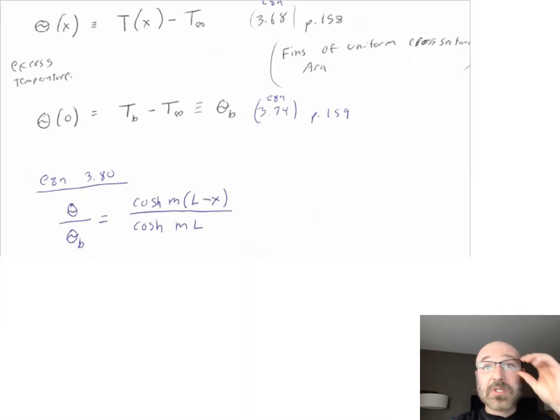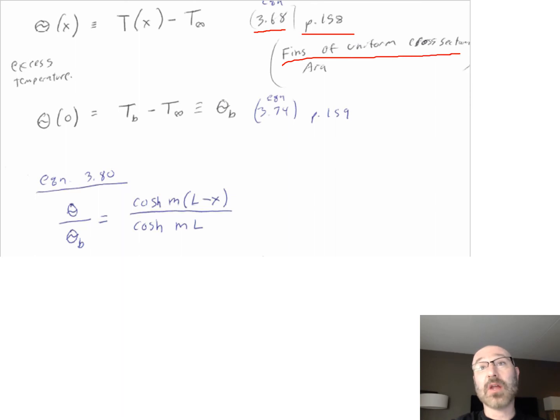So now we're going to express a couple of the governing equations we'll utilize in the solution to this problem. The first equation we're going to look at is equation 3.68 from page 158 in our textbook, and this is for fins of uniform cross-sectional area. So we have that theta of x is equal to T of x minus T infinity, where T of x is the temperature at some distance x from where x is equal to 0 at the base of the fin, minus our surrounding fluid temperature, T sub infinity.